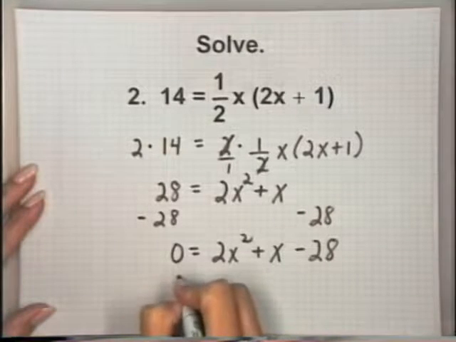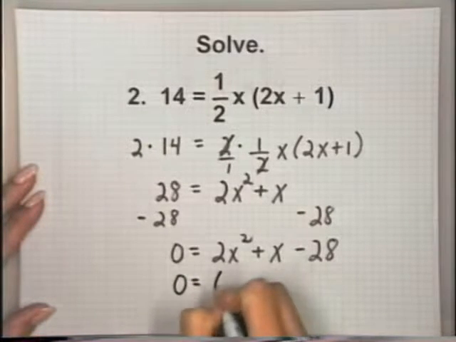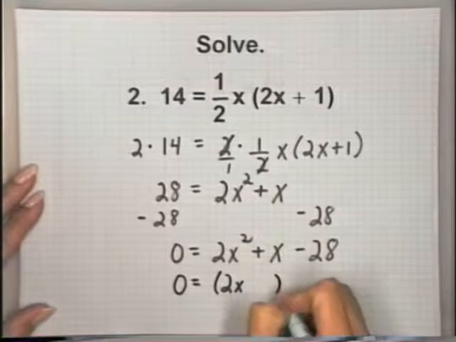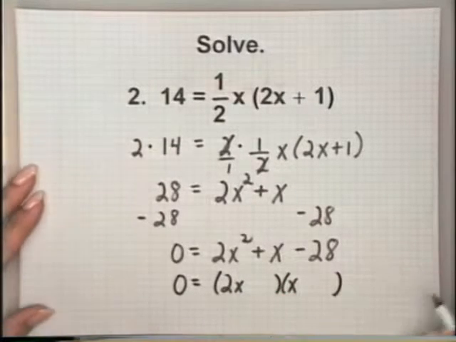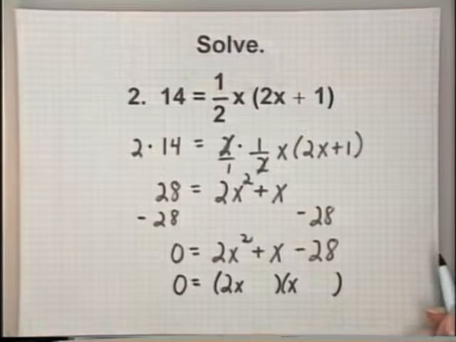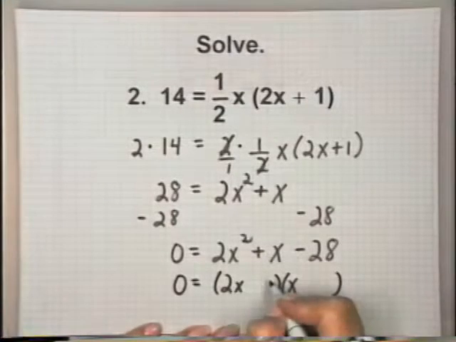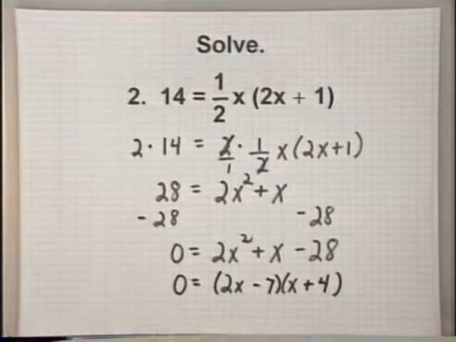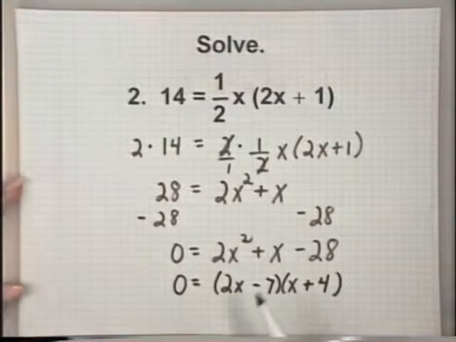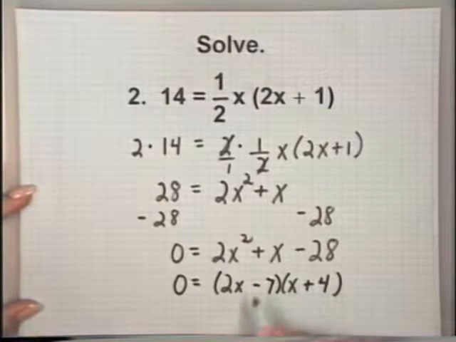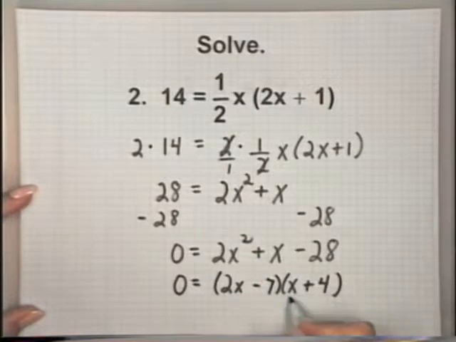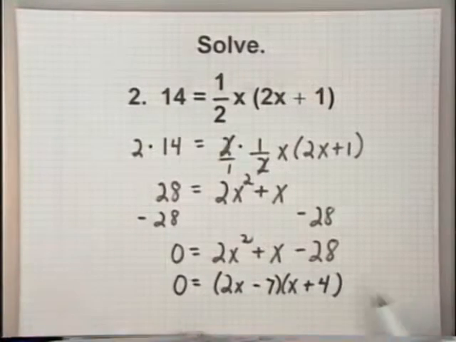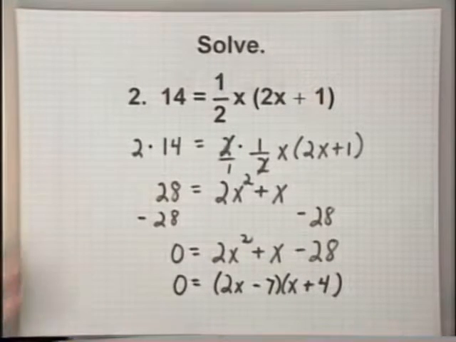So let's see, 2x squared, let's use 2x times x. On the negative 28, let's use a negative 7 and a positive 4. Let's check. 2x times x is 2x squared. I'll get 8x, subtract 7x is positive 1x, and negative 7 times 4 is negative 28.